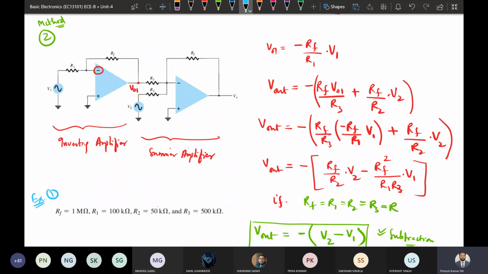In that circuit, the second method that we have got, suppose there are different resistances. RF is 1 mega ohm, R1 is 100 kilo ohm, R2 is 50 kilo ohm, and R3 is 500 kilo ohm. If this is the case, just find out what is the output relation with respect to input. Just find out by putting the RF, R1, R2 and R3 values in this circuit. Go with the circuit, put the values, and let me know what the output is.